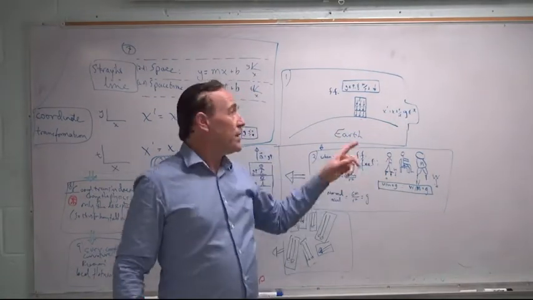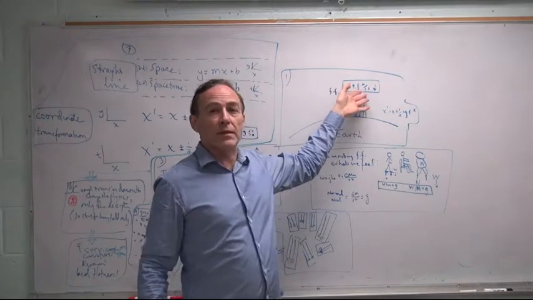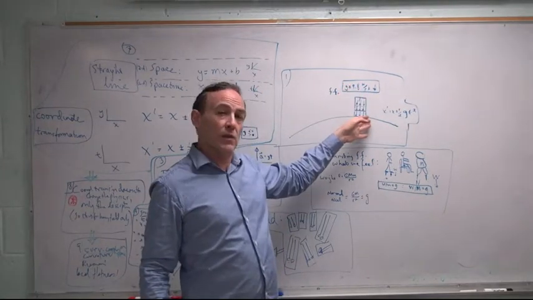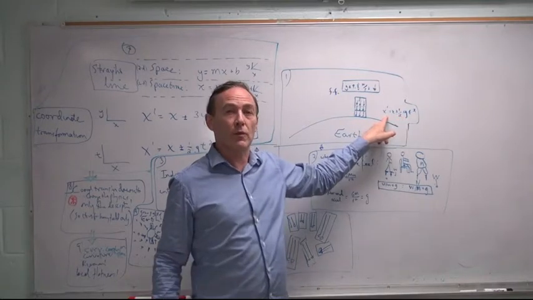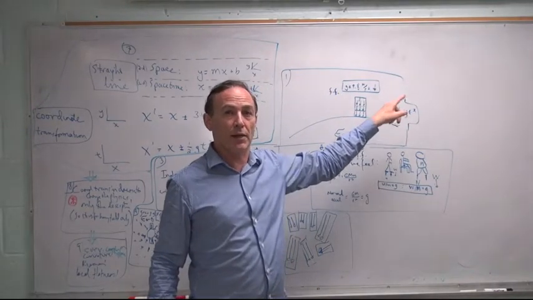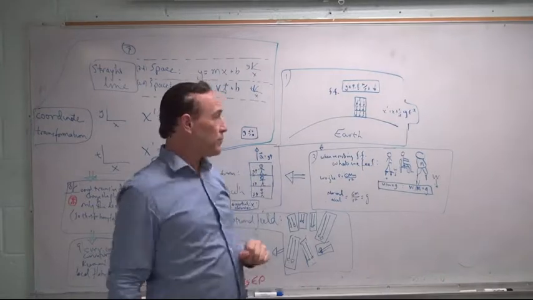So if one says that it's standing still, and the other one says it's accelerating, the relationship between the two, obviously, is given by one of the other's x, plus or minus, whatever, half gt squared.